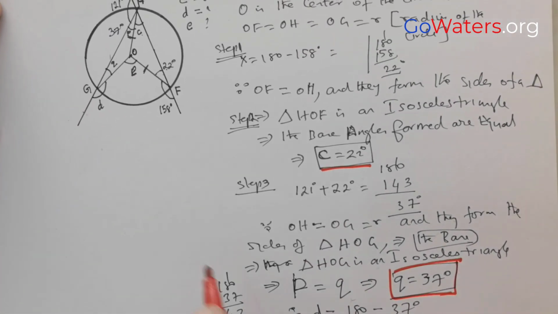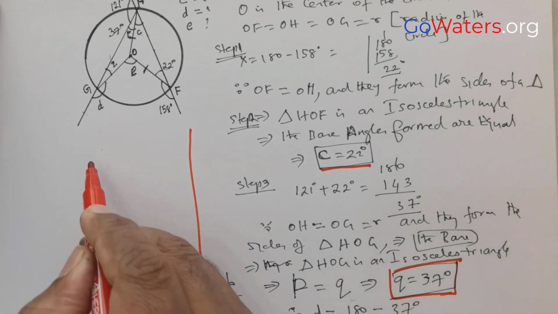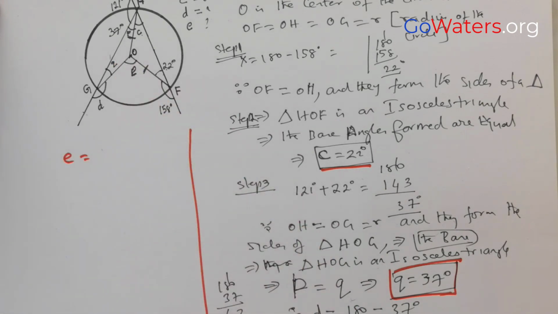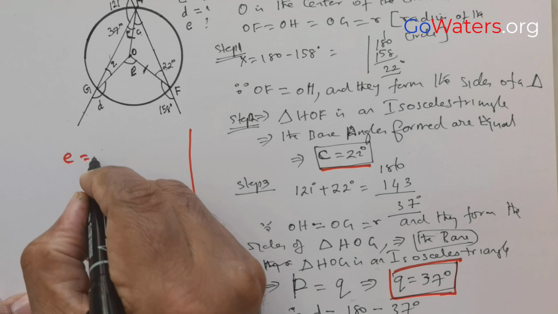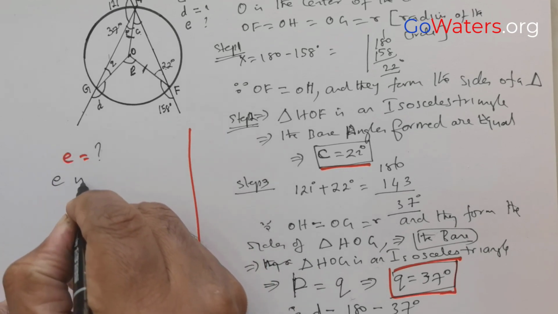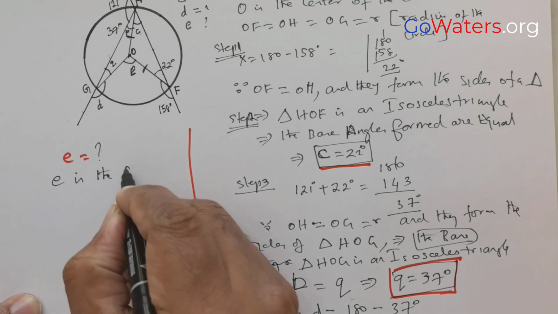Now we need to obtain E. We need to get this E, right? So this is actually the central angle. E is a central angle. So let me write that. This is a central angle. E is the central angle here.